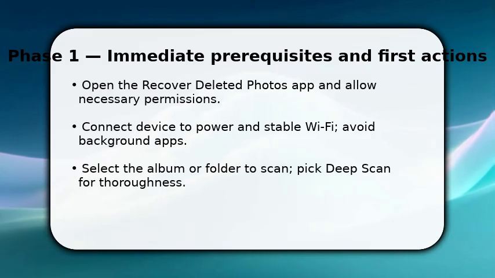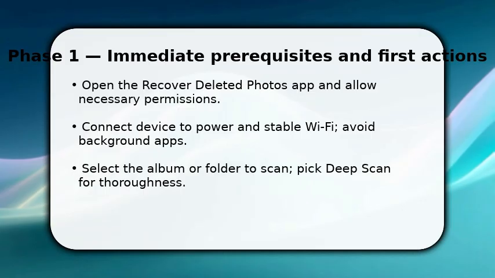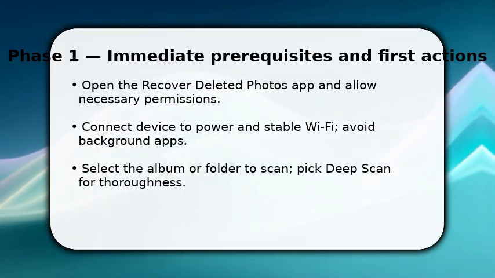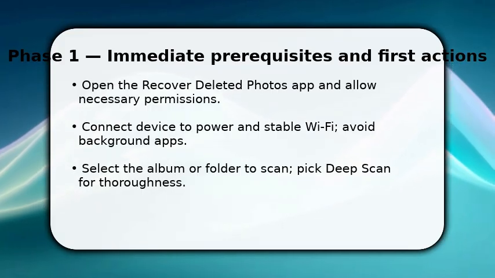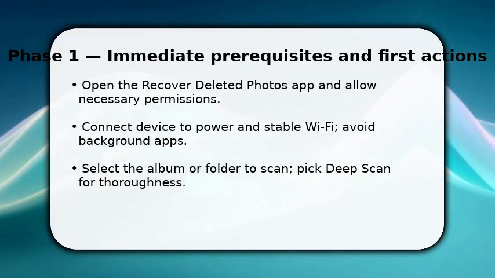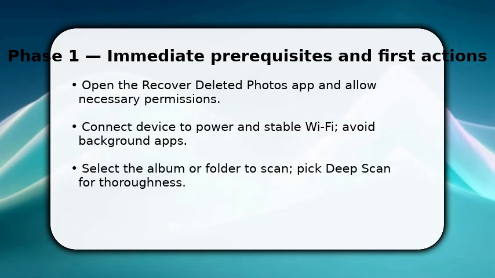You begin by opening the Recover Deleted Photos app and granting storage and media permissions. This is critical so the tool can access indexes and thumbnails. Once granted, make sure your phone is plugged in and on stable Wi-Fi to avoid interruptions and to speed downloads.